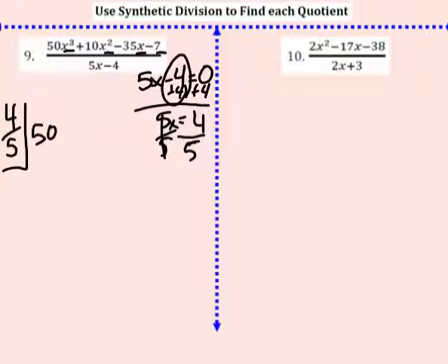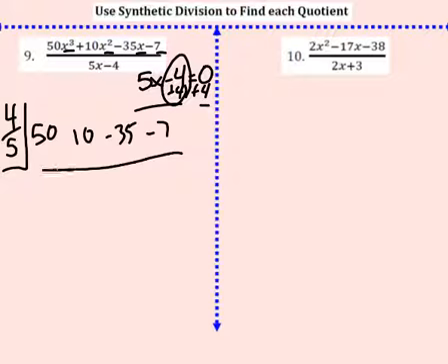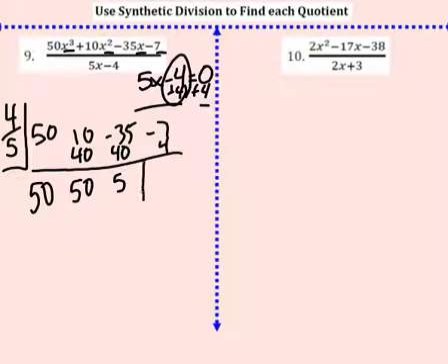Then we need to have 50, 10, negative 35, and negative 7. 50 dropped is 50. So how I do this in my head is 50 divided by 5 is 10. Times 4 is 40. So this is 40. 10 plus 40 is 50 again. So 50 divided by 5 is 10. Times 4 is 40. Negative 35 plus 40 is just going to be 5. Well, that's good. 5 divided by 5 is 1. Times 4 is 4. So negative 7 plus 4 is negative 3.